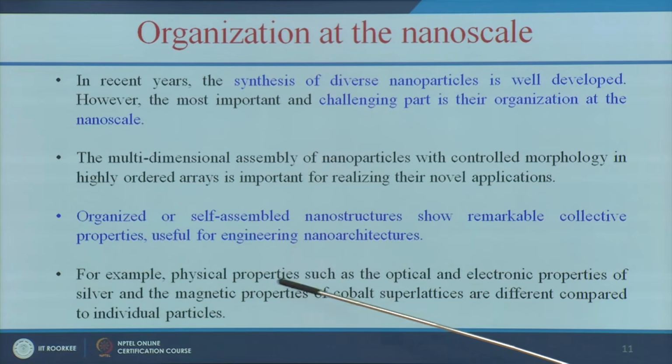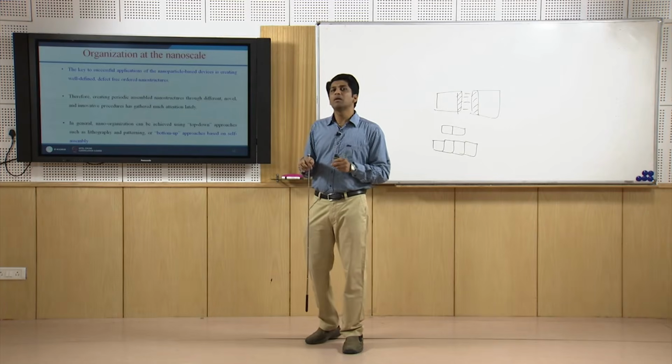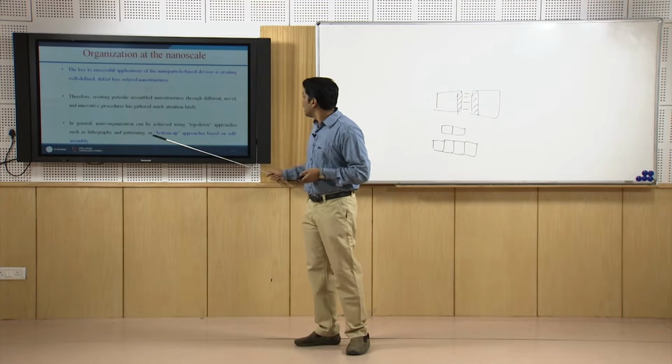For example, the physical and optical properties of silver and magnetic materials are different when compared to the individual properties. Another thing is that it is key to the successful application of nanoparticle based devices, and in self assembly we get defect free ordered nanostructures. We can create periodic assembled nanostructures through different, novel and innovative procedures, which have various applications. By using self assembly, we can arrange these nanoparticles and make various nanostructures which will have a lot of applications. And how can we do it?